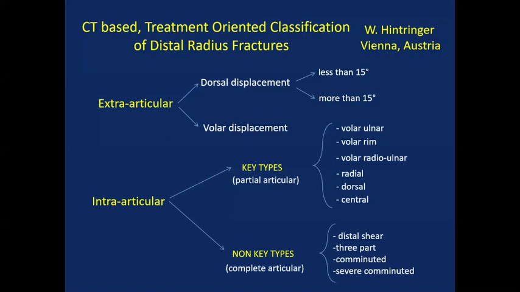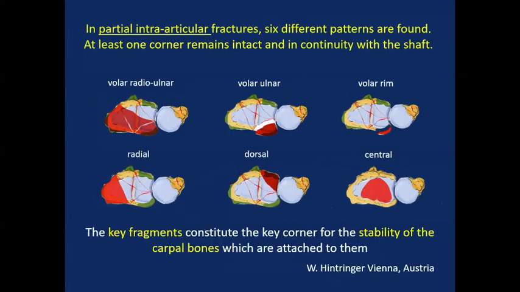And the non-key types are the complete articular, and here we have another 4 different types, and I will show these now in detail. He found that for the partial articular fractures, 6 different patterns are found, and at least 1 corner of the distal articular surface is in continuity with the shaft. And again, the key corner constitutes the stability of the carpal bones that displace with the fragment. So if we go to see the 6 key types, this has been studied with plain X-rays, CT axial, sagittal, and coronal cuts, as well as 3D reconstruction.